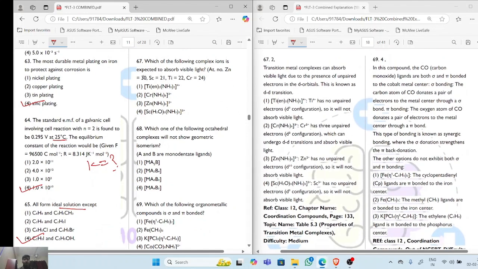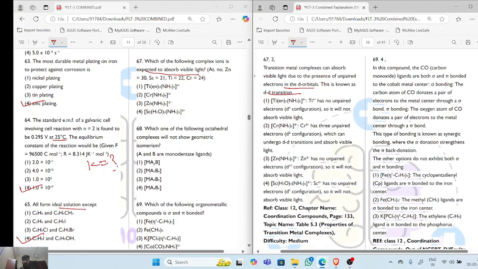Now comes to question number 67. Which of the following complex ion is expected to absorb visible light? Okay, so a transition metal complex can absorb visible light due to the presence of unpaired electrons in the d orbital. This is known as d-d transition.